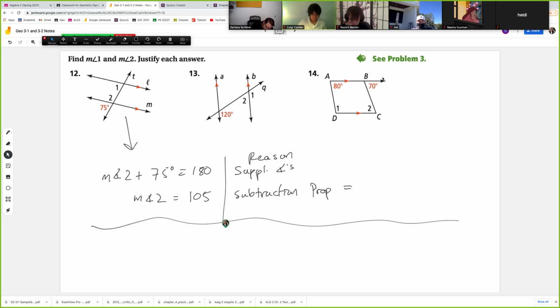Now, if we have to do a separate one, to find the measure of angle 1, we can say the measure of angle 1 equals 75 degrees. How can we say that? Because of corresponding angles. Because 75 and 1 are corresponding angles. How do we know L and M are parallel? Because of those little arrows. They tell us that they're parallel. All right, moving on to the last page.